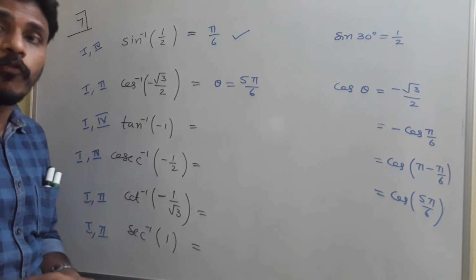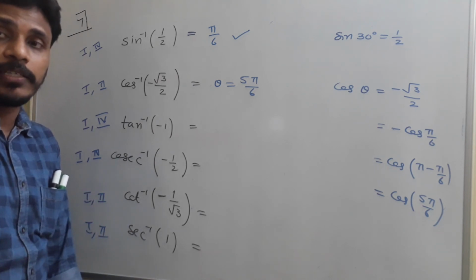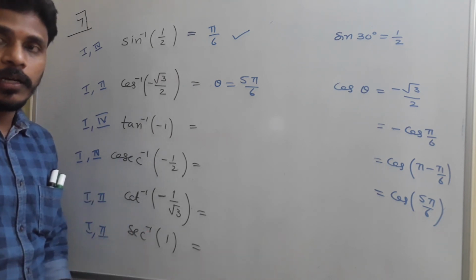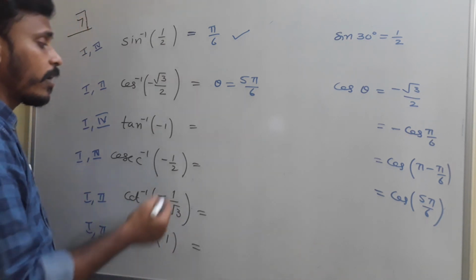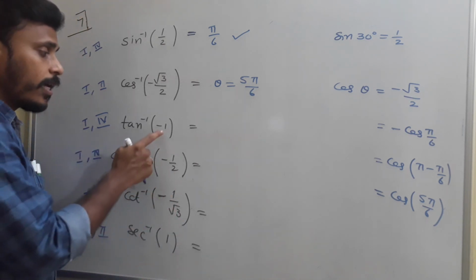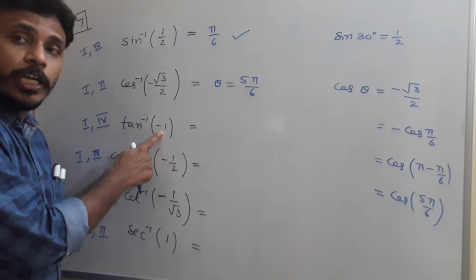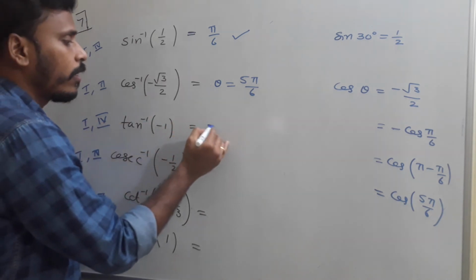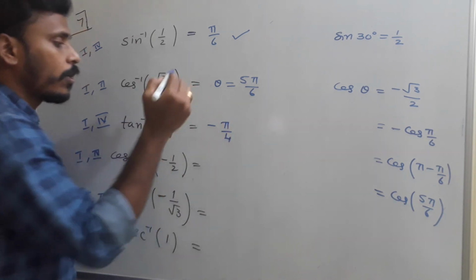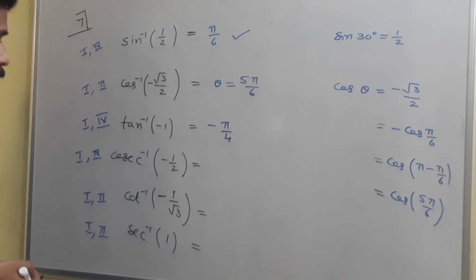Then tan inverse of minus 1. Tan inverse of 1 is pi by 4, since tan 45 degrees is 1. In a similar way, tan of minus 45 degrees is minus 1. Since it is minus 1, we need to choose the angle from the fourth quadrant, which is symmetrical to the first. So your answer is minus pi by 4.